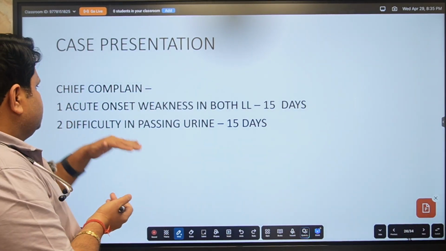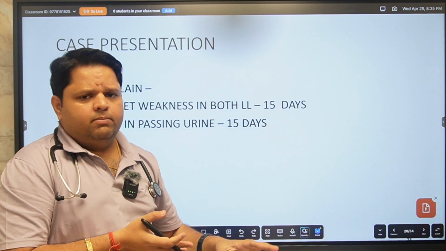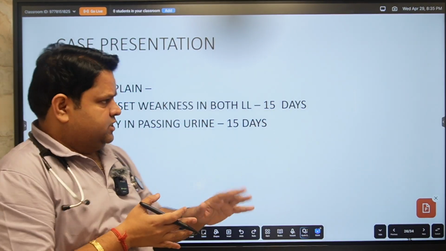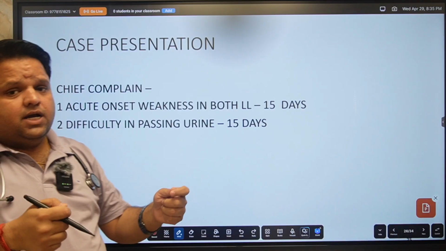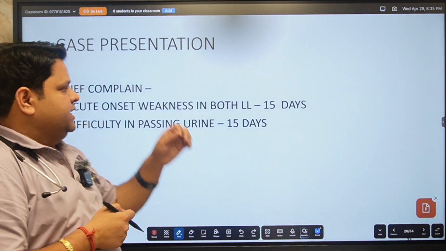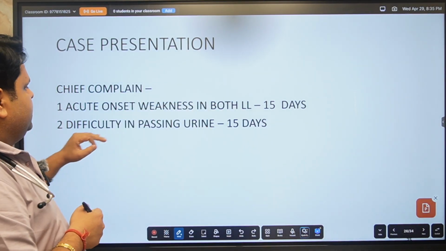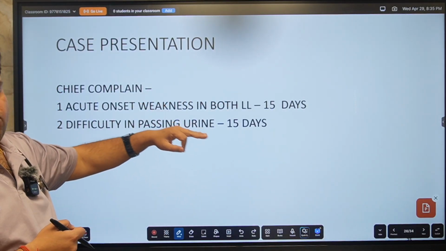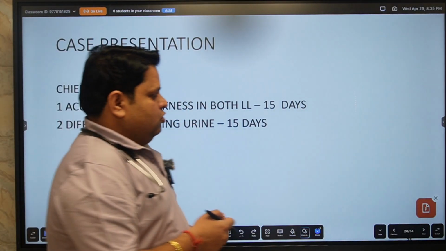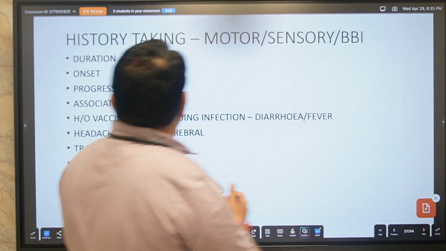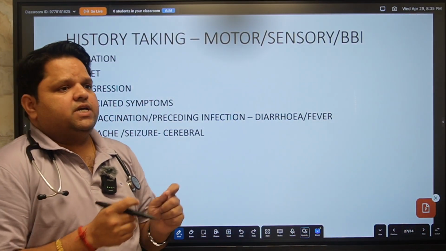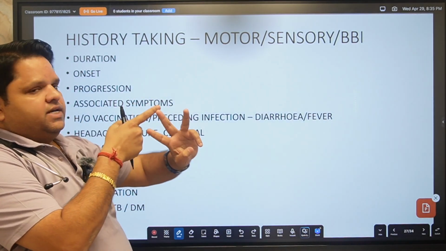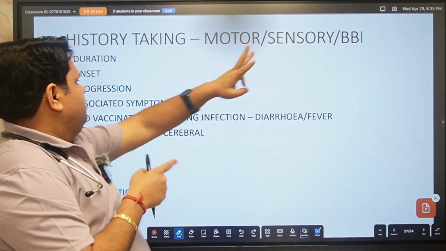Recently we saw a case of acute onset weakness in both lower limbs and difficulty in walking since 15 days, and difficulty in passing urine since 15 days. So this is a classical presentation of paraparesis, that is, weakness of both lower limbs and difficulty in passing urine, with involvement of the motor system and the bladder-bowel system. So from the history point of view, what is important? Basically in paraparesis there are three systems involved: motor weakness, sensory weakness, and bladder-bowel involvement.